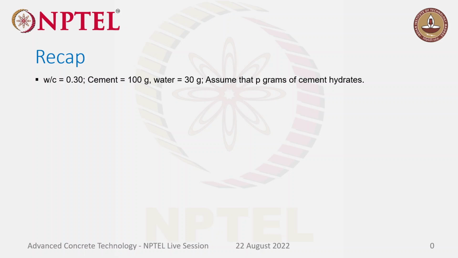In the first question, water cement ratio was 0.5 and sufficient water was there for the cement for hydration, and the way the problem was solved was different. But for the second case, where the water to cement ratio is 0.3, there will not be sufficient water for the cement to hydrate. So we assume that if 100 grams of cement is given and 30 grams of water is there, only p grams of cement hydrates.